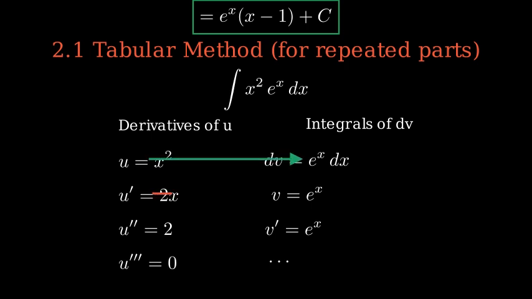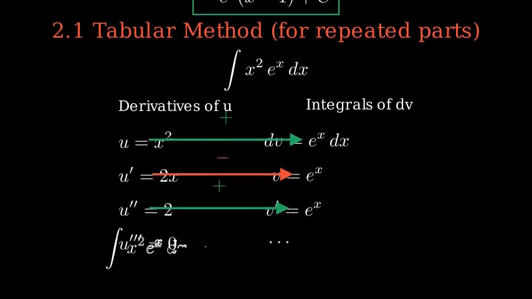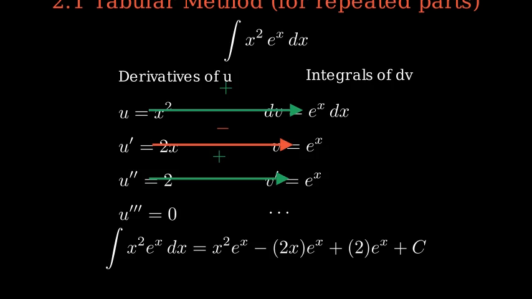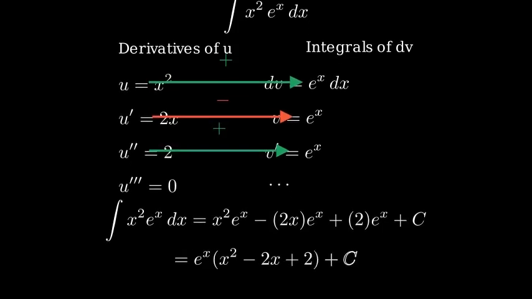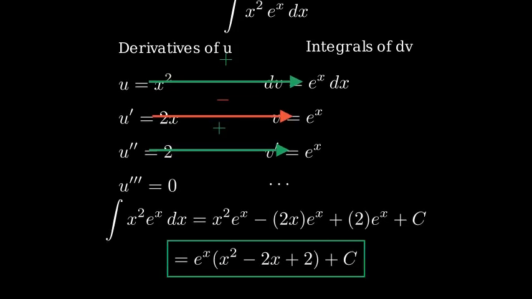To calculate the integral, we pair terms diagonally with alternating signs. We multiply the first row of u with the first row of v, then subtract the product of the second row of u with the second row of v, and so on. This gives us x squared times e to the x minus 2x times e to the x plus 2 times e to the x plus c. Factoring out e to the x, we get e to the x times quantity x squared minus 2x plus 2 plus c.